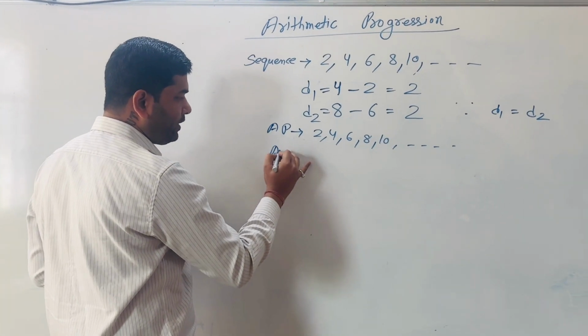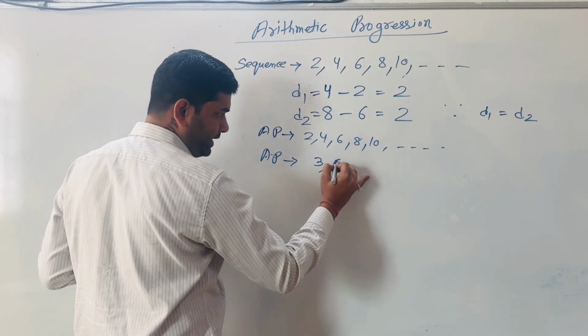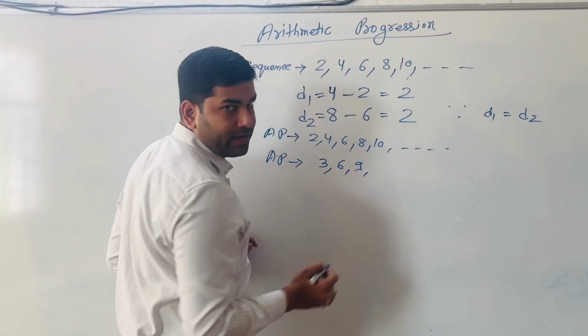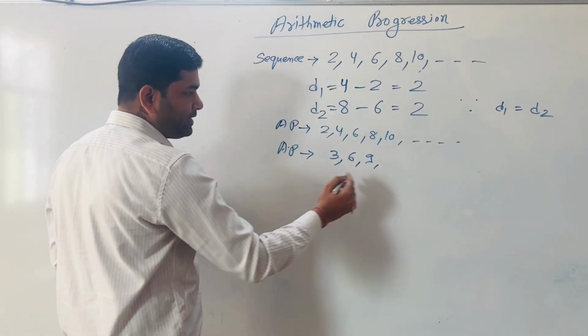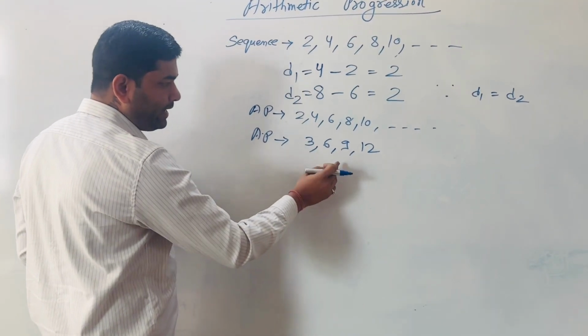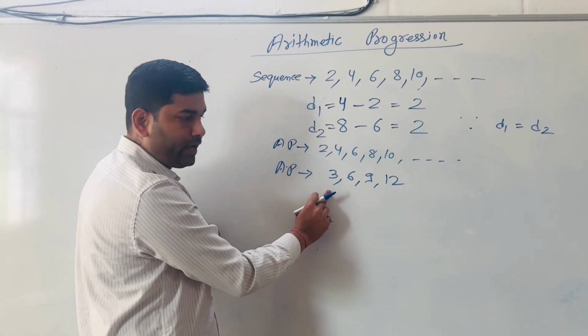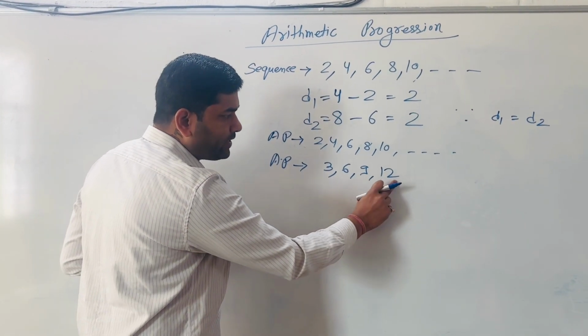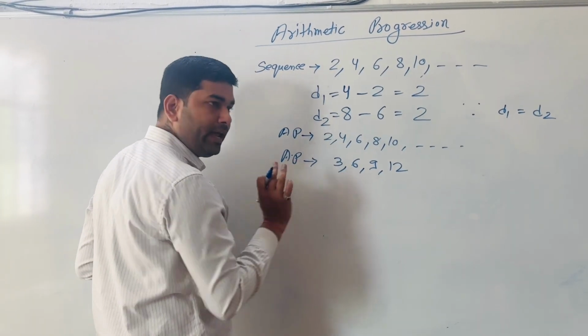For example, 3, 6, 9, and so on. You can take any table, the 3 table, 4 table, 5 table, 6 table, and call them in AP, because the difference of any term with its preceding term is constant, here 3, so we can call them in AP.